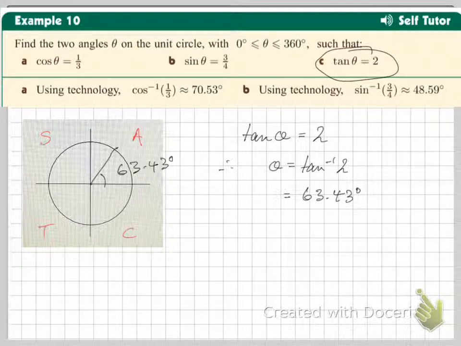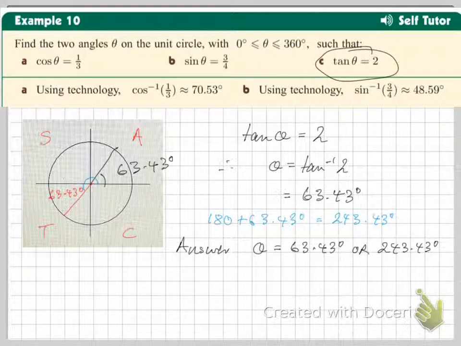So we could have an angle of 63.4, what we call the working angle, in there. So the angle we want is that angle I've shown in blue. And to find that angle, we're going to add 180 degrees to the 63.43 degrees. Alright, so that gives us an angle of 243.43 degrees. So the answer is theta is 63.43 or 243.43 degrees.